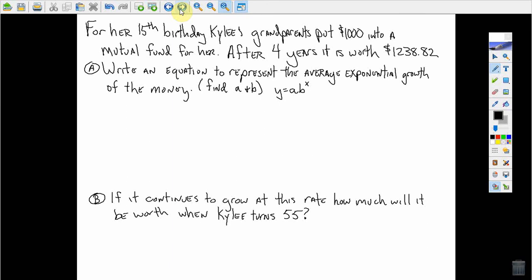After you've found that equation, we're going to use that equation to predict future growth. If it continues to grow at this rate, how much will it be worth when Kylie turns 55?